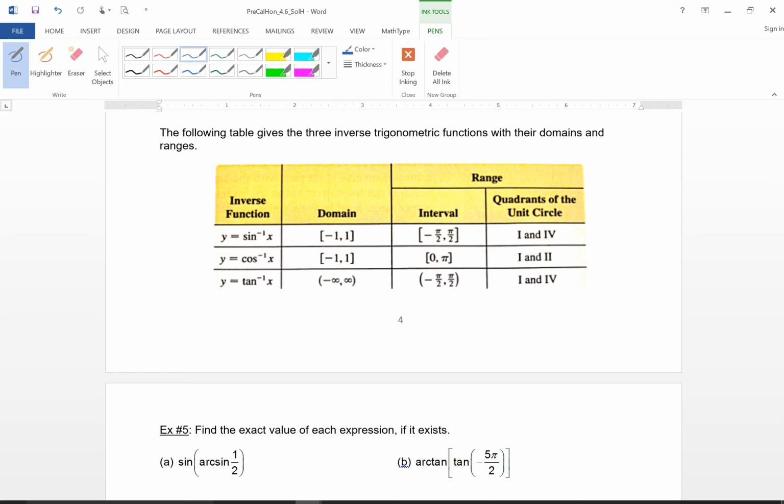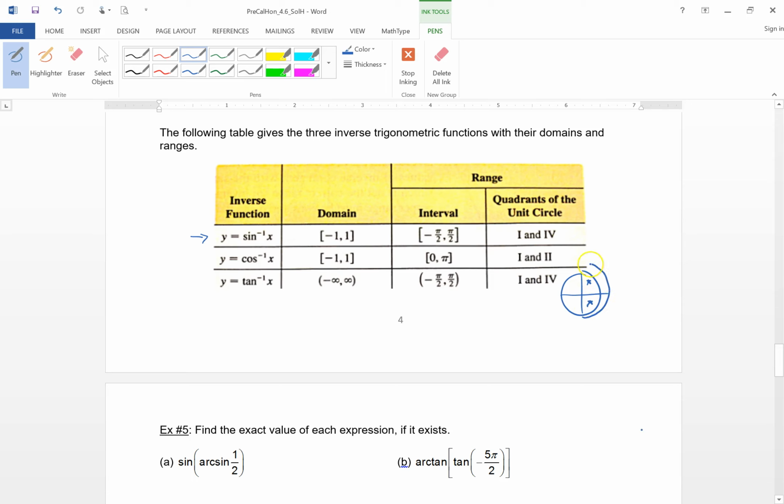I love this because it gives you, for each inverse function, the domain, the range, and the quadrants in the unit circle where it must exist. So for the inverse tangent, it can only exist in quadrants 1 and 4. You start here and you go there, this way. It's quadrants 1 and 4. So we're never using the other quadrants? No, not for this.